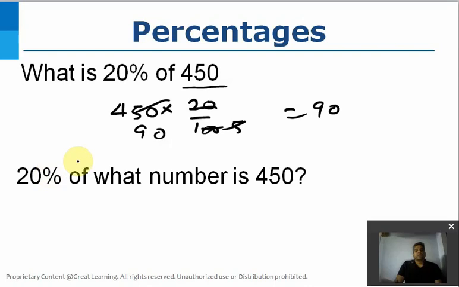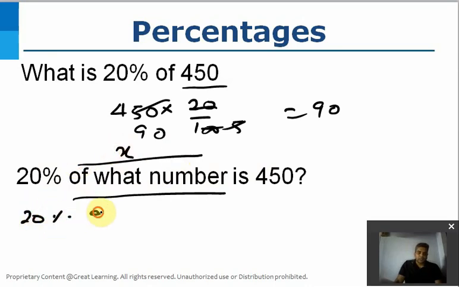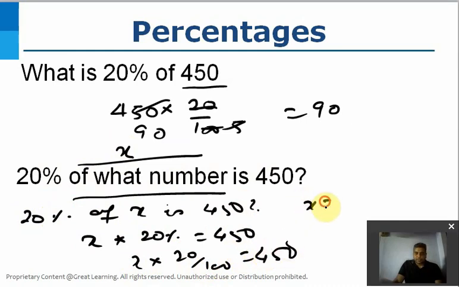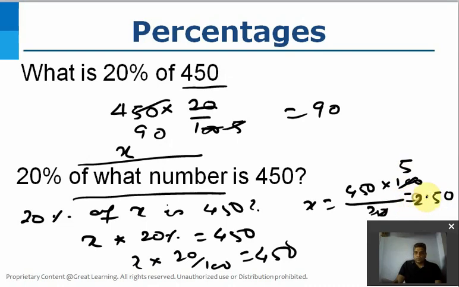Now suppose: 20% of what number is 450? Here I don't know of what number, so I need to find that number. Suppose that number is x. It is asking me 20% of x is 450, and I need to find x, right? So x into 20 by 100 is 450, and my x becomes nothing but 450 into 100 divided by 20. So it becomes 2250.